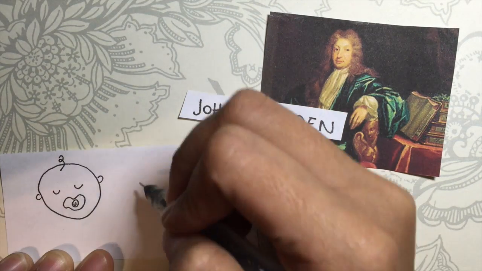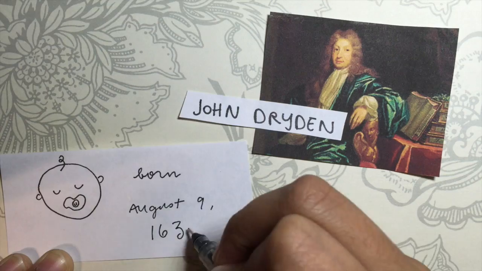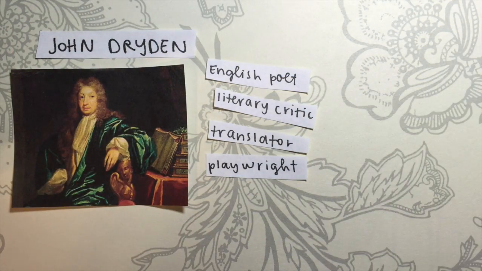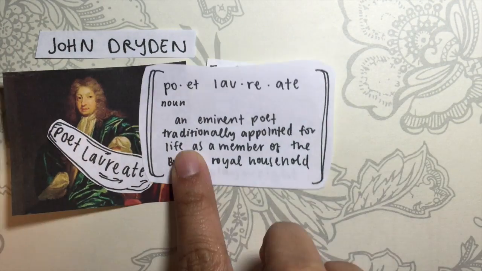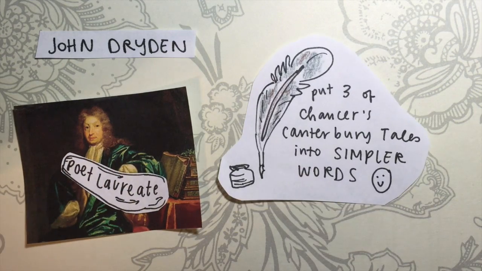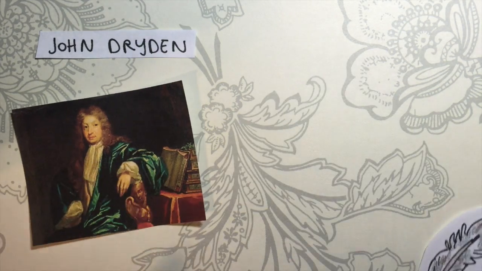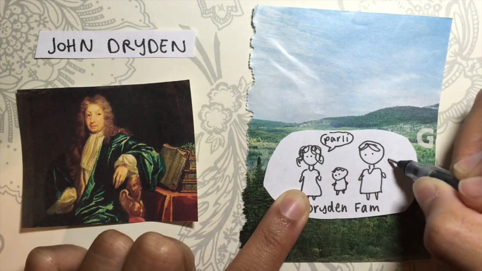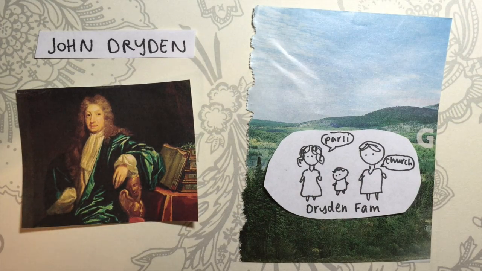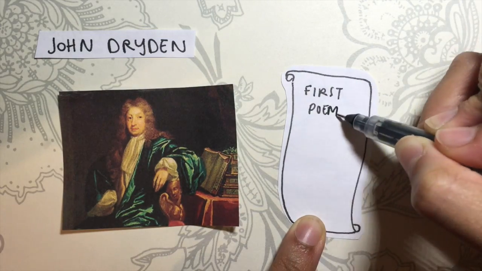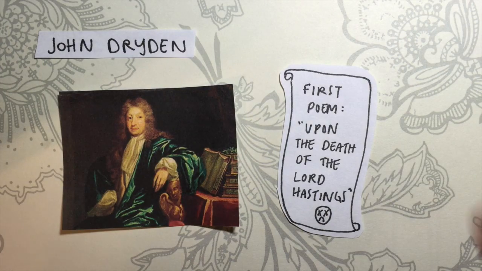This man was born on August 9, 1631. Throughout his short life, he worked as an English poet, literary critic, translator, and playwright, who was made poet laureate. He came from a landowning family with connections to Parliament and the Church of England. The first poem that he published in 1649 was revered by many of his peers. While attending Trinity College, he expressed political views through his poem.